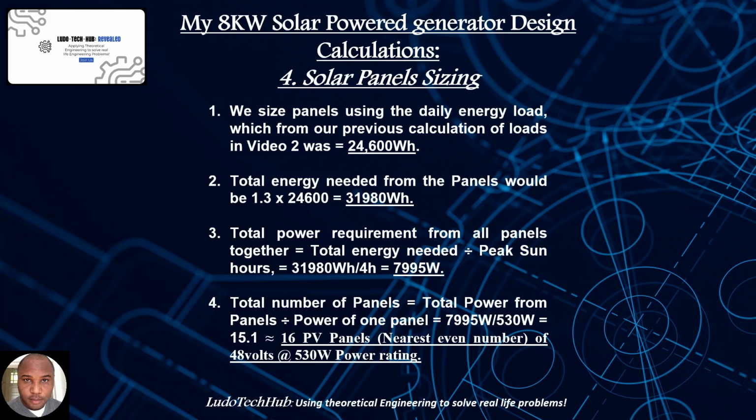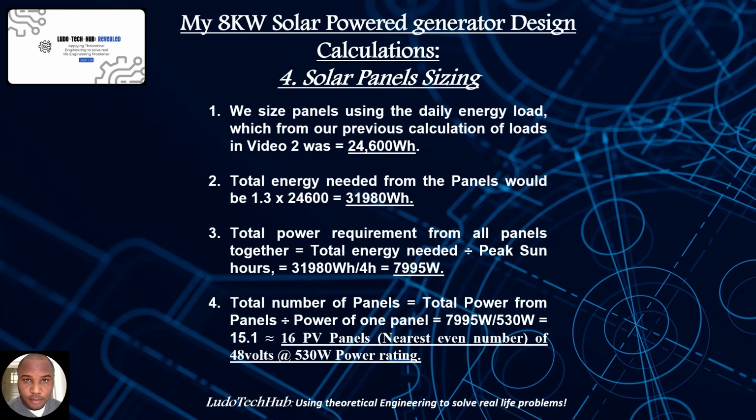From the next stage, I'm going to show you how to determine the number of panels that are going to be in series and in parallel, the number of strings, and the number of arrays that you're going to have. All that is going to come later when we get to the panel connection. But for now, we have determined that we need 16 PV panels. PV stands for photovoltaic. So 16 photovoltaic panels, approximated to the nearest even number.